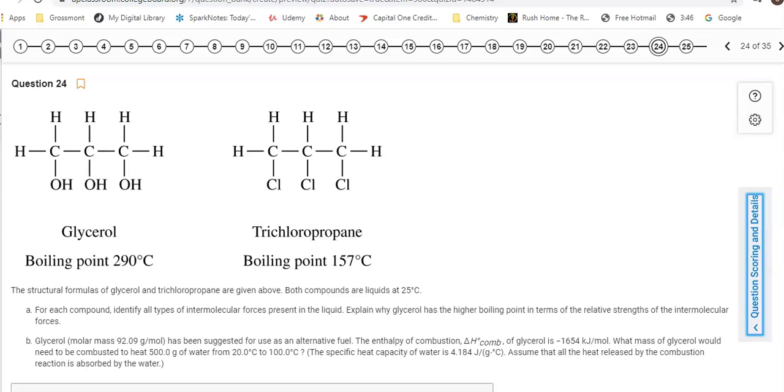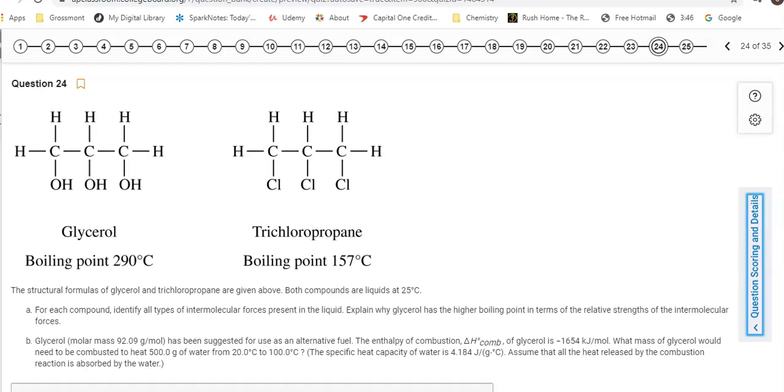The trichloropropane has London dispersion. It also is polar because the Cl is electronegative, and more electronegative than hydrogen. It pulls the electrons towards it. But you can't form hydrogen bonds with chlorine. And so those are the two. So glycerol has three: London dispersion, dipole-dipole, hydrogen bonds, and trichloropropane has two: London dispersion and dipole-dipole.